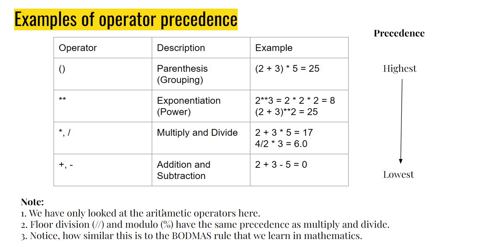Just a few notes here. We are only looking at the arithmetic operators because those are relevant to numbers. There are other operators too, but we can come back to those later. There are also two special types of division. One is floor division, one is modulo. They have the same precedence as division and multiply, so I didn't write them here. And look at, as I said, how similar this is to the BODMAS rule that we learn in mathematics. It's in fact almost exactly the same, which is also quite logical.